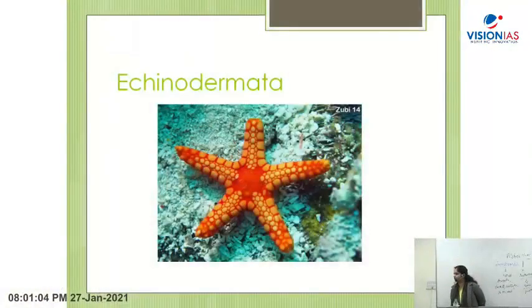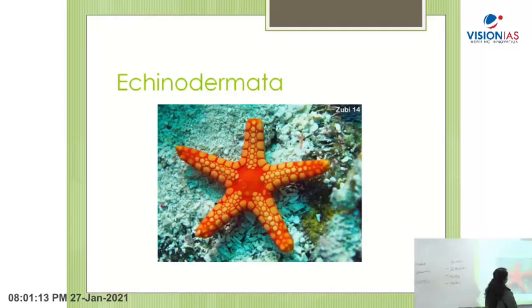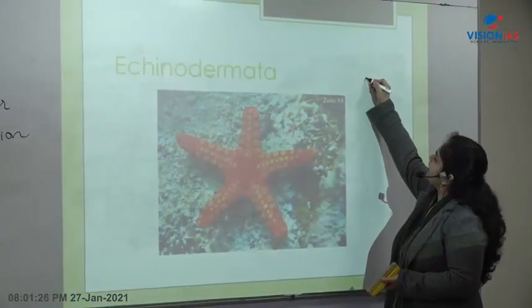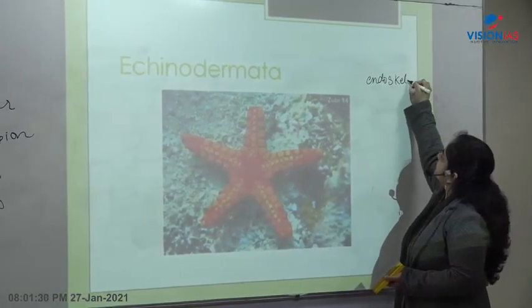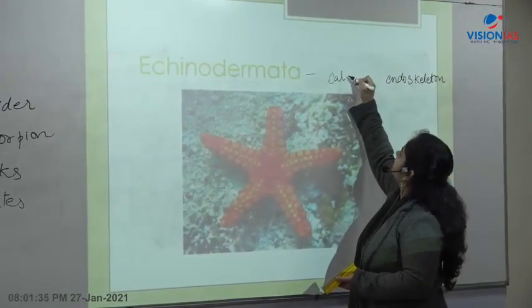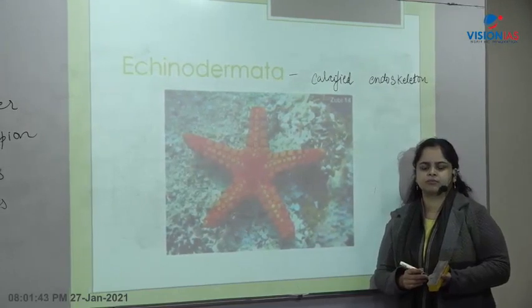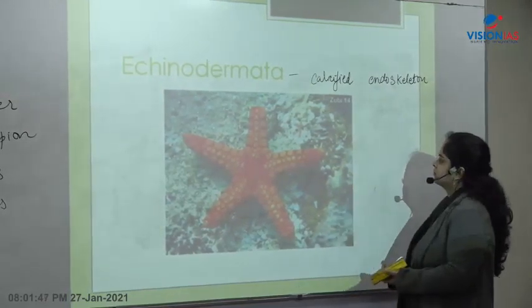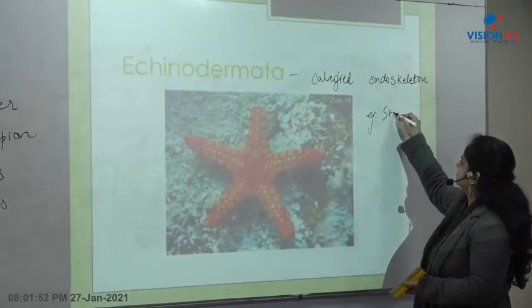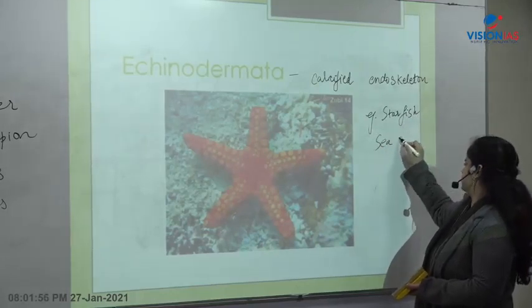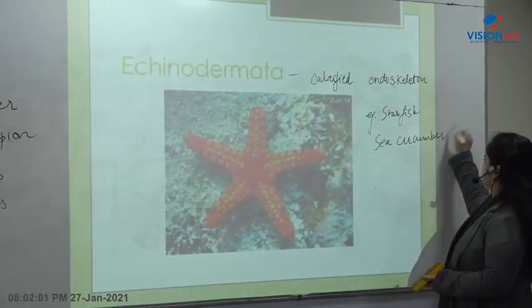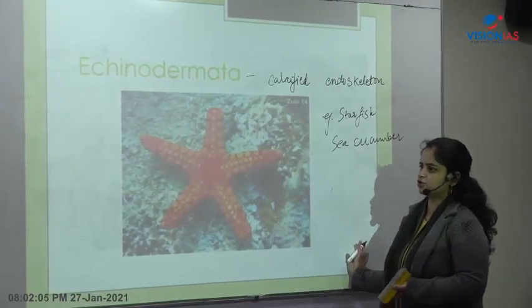One more group, Echinodermata. Now, like we said for the arthropods that they have a hard external covering, Echinodermata have an endoskeleton. You can write down Echinodermata, they have a calcified endoskeleton. Calcified means made of calcium. Calcified endoskeleton. And as an example, you can see the nice starfish. Then you have another example, you can take sea cucumber. Starfish, sea cucumber.